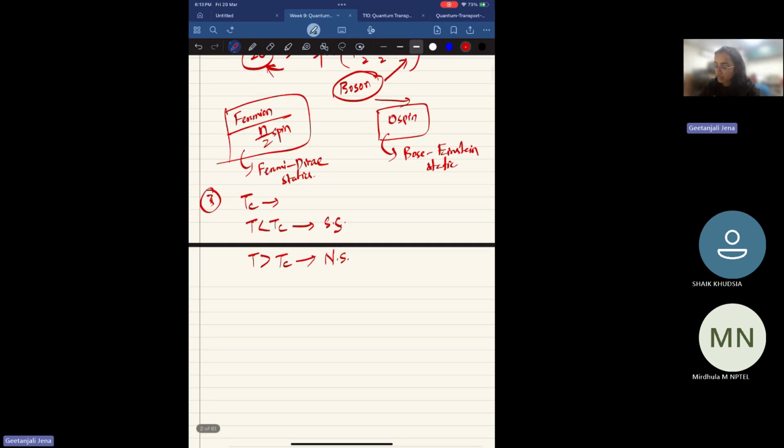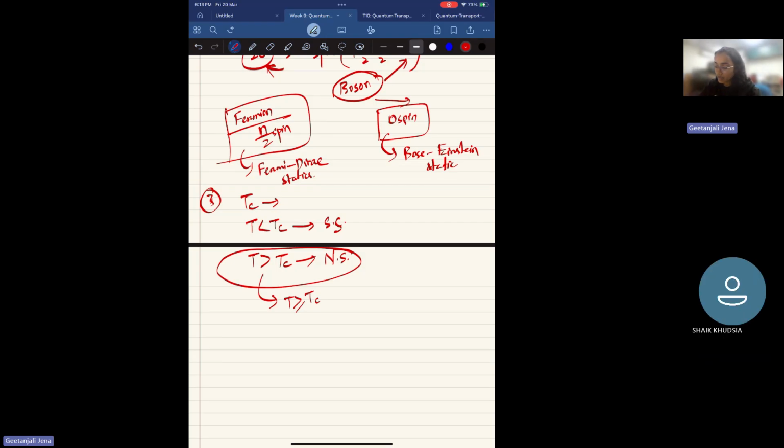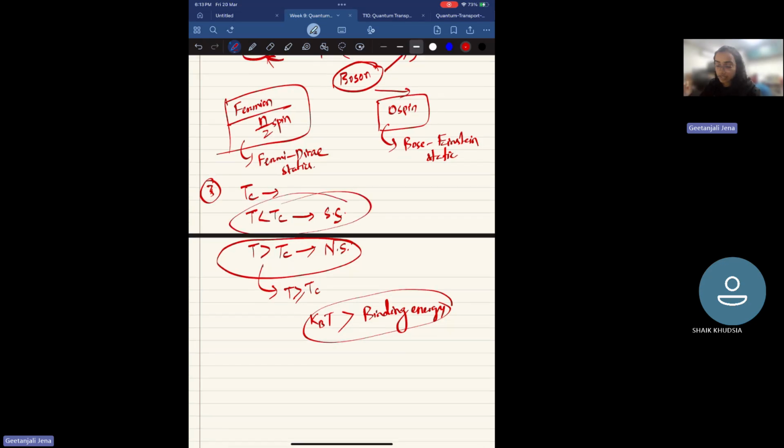And the reason we get the normal state for T greater than Tc is that the energy that binds the Cooper pairs is much less than the thermal energy. So the thermal energy kBT is much greater than the binding energy of this Cooper pair. So that is why we won't see any superconducting state for temperatures greater than the critical temperature. But below the critical temperature, we can see the superconducting states.